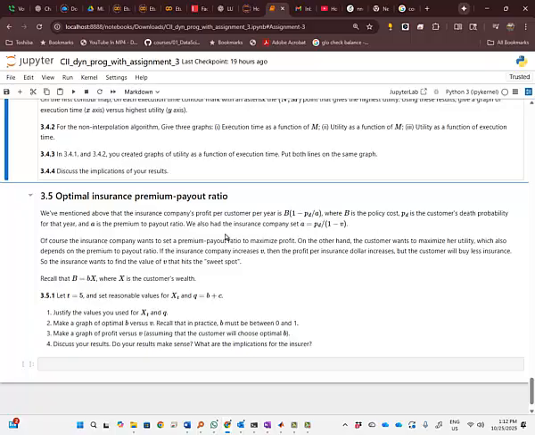And we talked about this before. We also had the insurance company set little a this way. Now, of course, the insurance company wants to set this ratio A to maximize profit. If you want to maximize profit per policy, you'd set B as large as possible. But then customers won't buy it, right? So the customer wants to maximize utility, which also depends on the ratio. If the insurance company increases V, the profit per insurance dollar increases, but the customer buys less insurance. So the insurer wants to find the value of V that hits the sweet spot that will maximize the profit per customer.